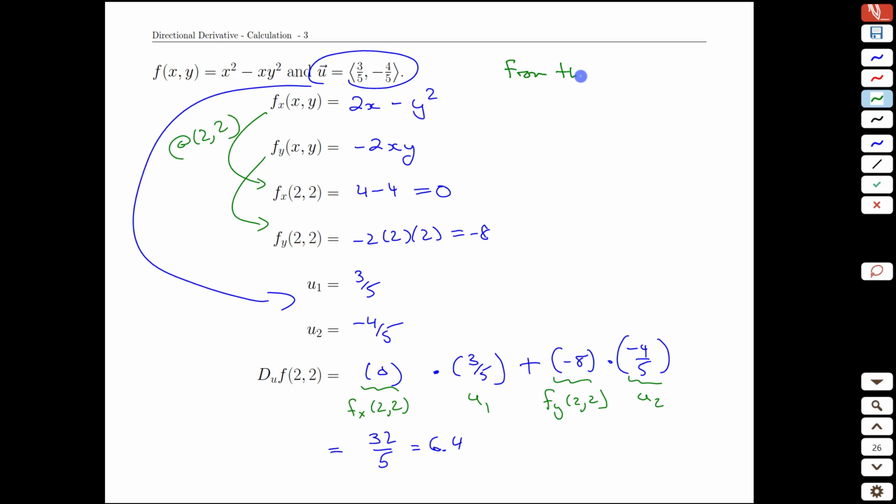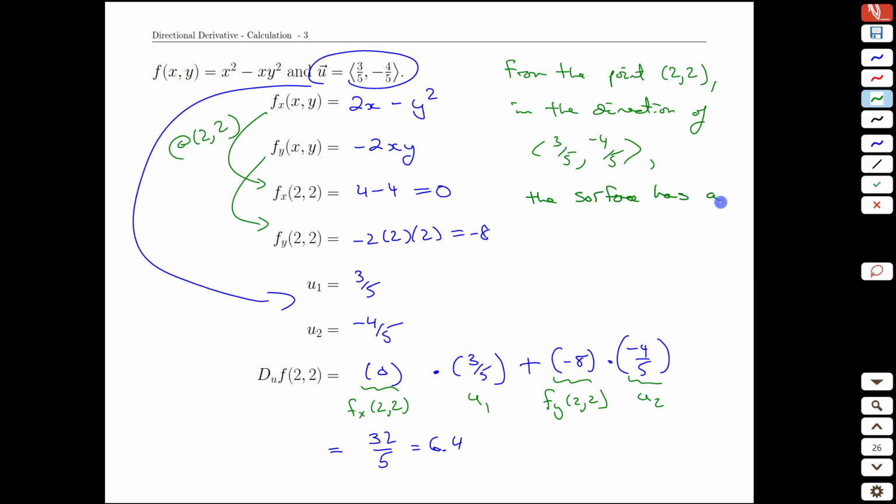From the point 2, 2, that's where we are, in the direction of 3/5, negative 4/5, which would be really 3, -4 if we just think about it as a direction. It's positive x and negative y in this ratio. We would see the surface has a slope of positive 6.4. Leave out the positive. It has a slope of 6.4.